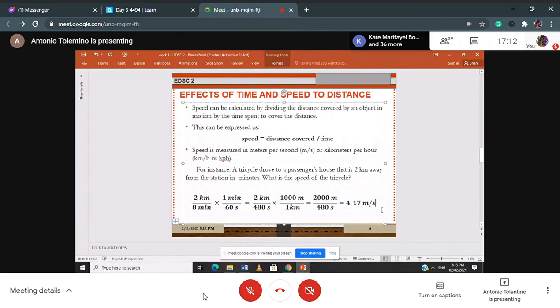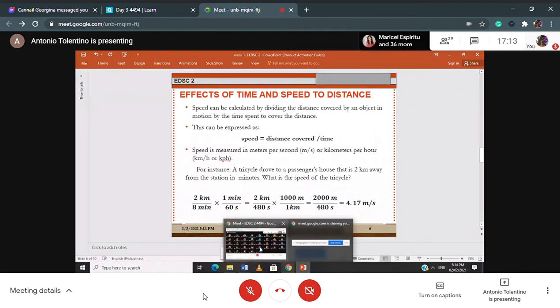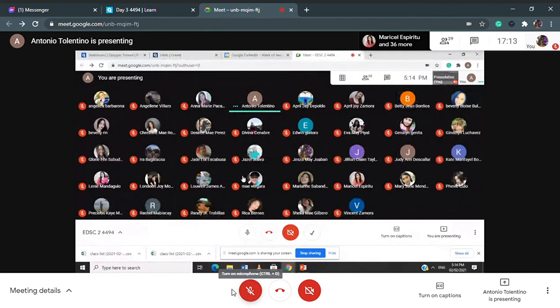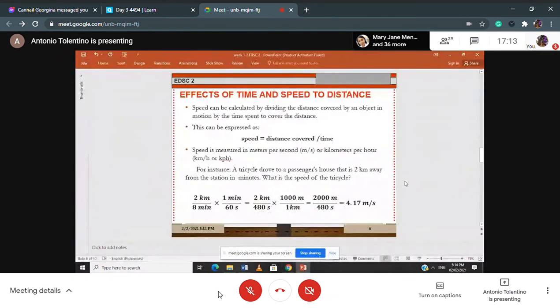Looks long, no? But this is grade 5 mathematics, so you can do it. The answer is 4.17 meters per second. Okay, class, are you still okay? Yes, sir. So, the answer is 4.17 meters per second.